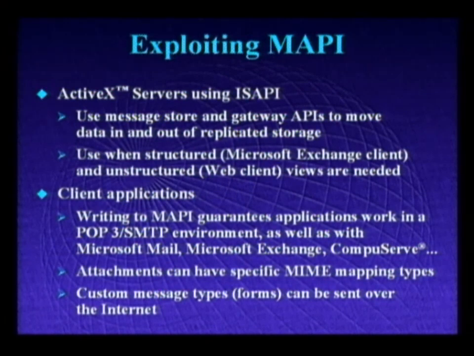So there are a lot of ways that you can exploit MAPI as part of your ActiveX server or as part of your ActiveX client application. The first is to use the message store and gateway APIs to move data in and out of replicated storage. So if you're building an application that runs on the server that needs a level of indexing over heterogeneous data, not highly structured data as in SQL Server, you can use the Exchange information store as a way to do that. Especially if you need high availability across multiple servers, the replicated store is a good place to put that.